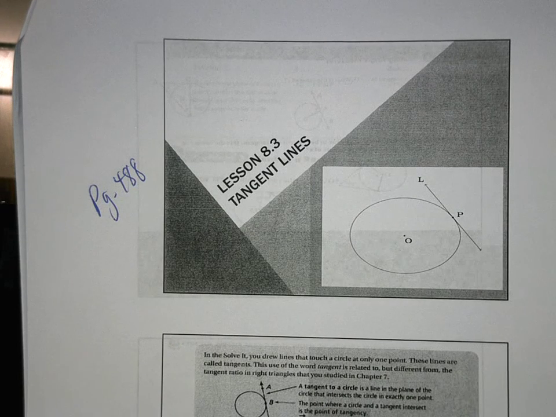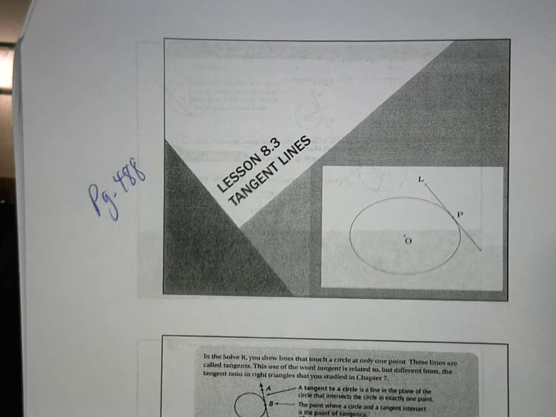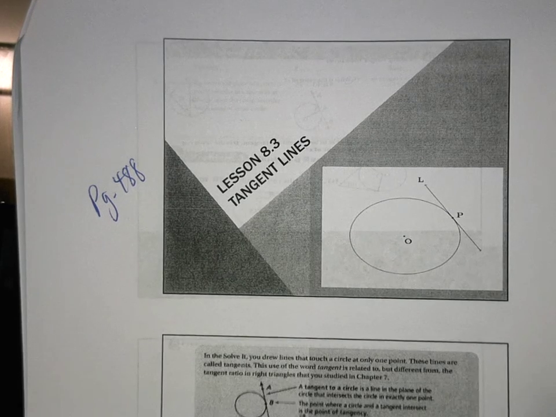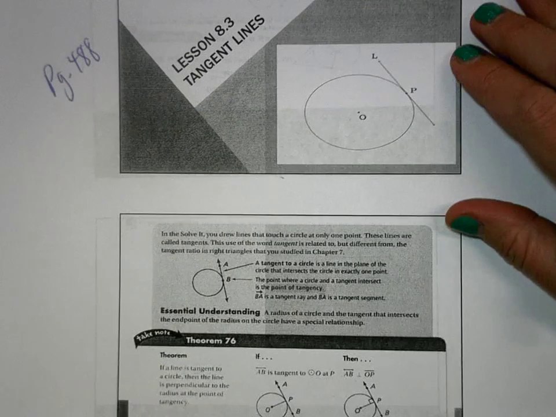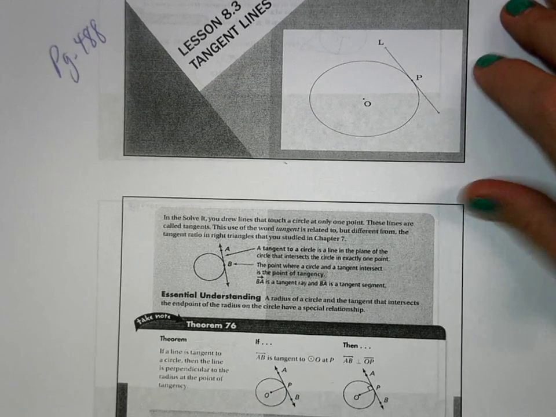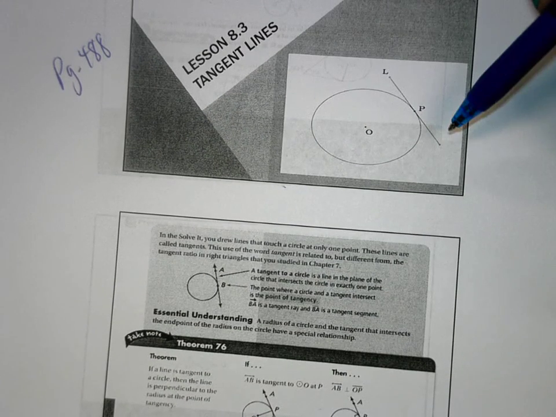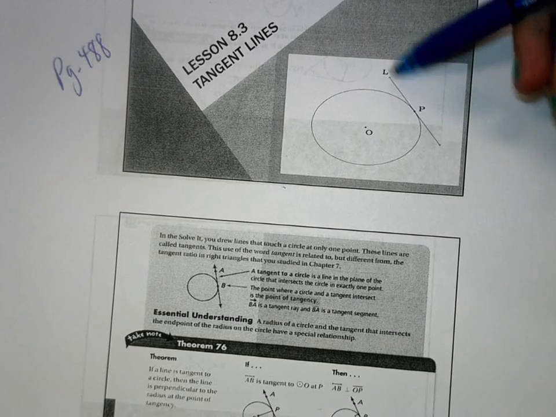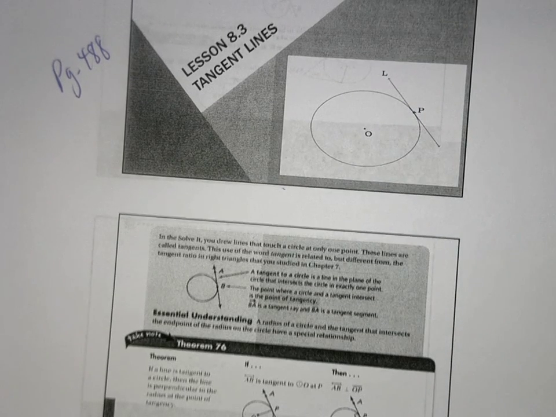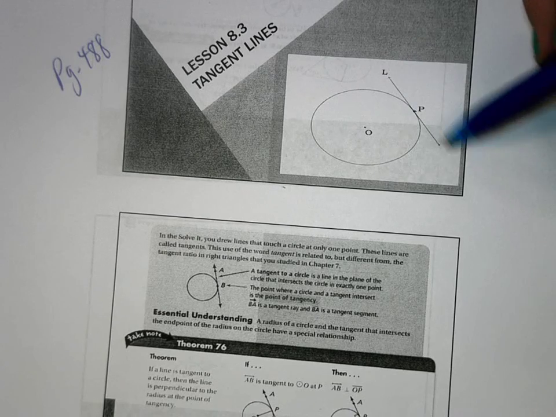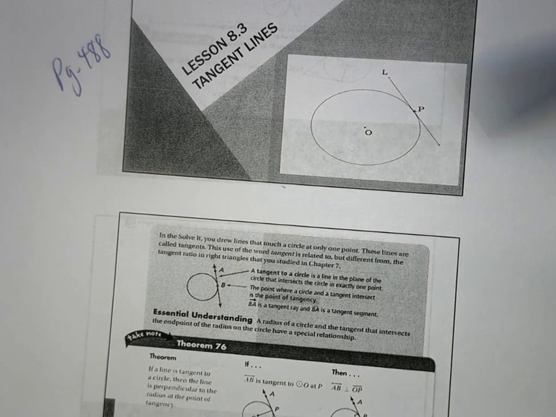Math 2, Unit 8, Section 3. Today we're talking about tangent lines. We're on page 488. Basically, I like this picture here. A tangent line touches a circle at exactly one point. So it's like just barely touching the circle. Okay?